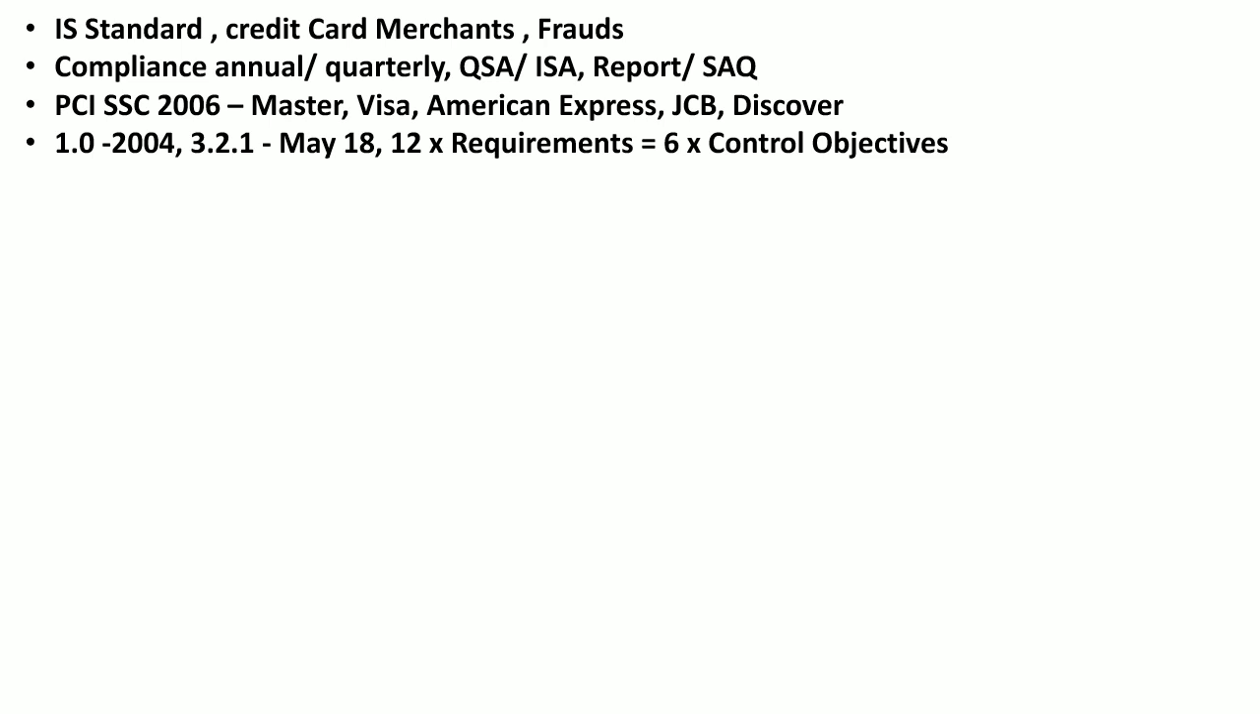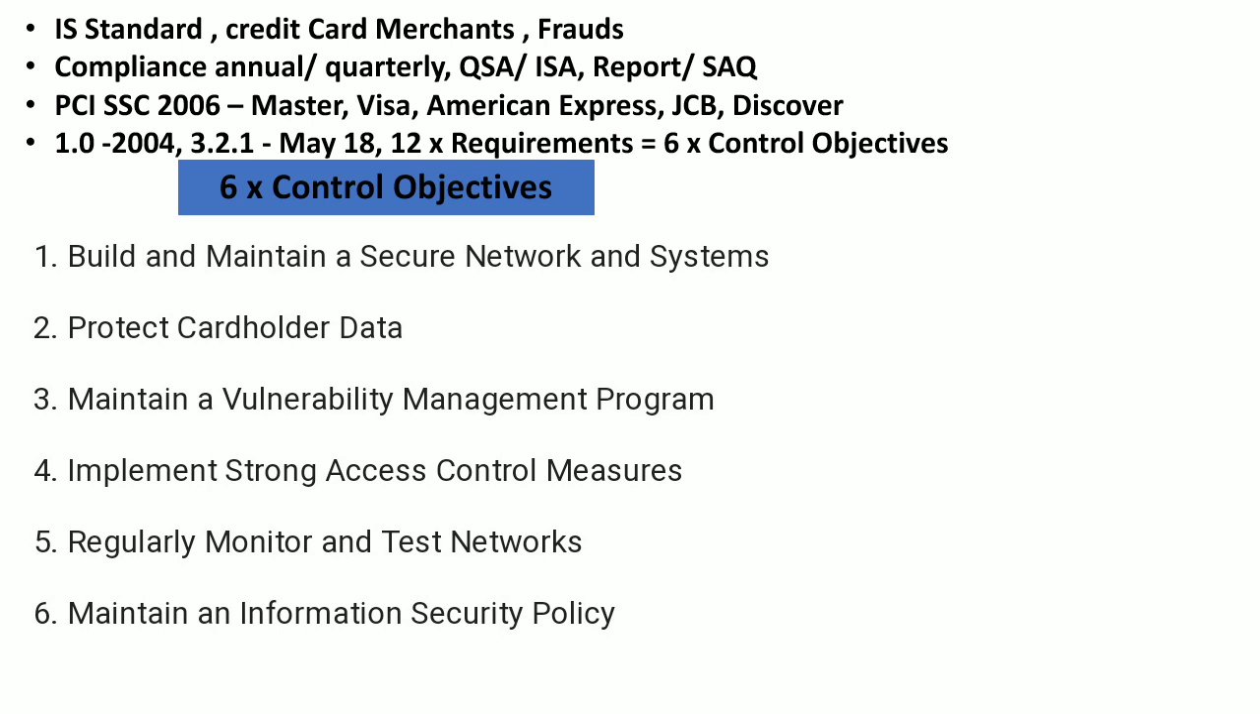Now, as per this standard, there are 12 compliance requirements which a merchant has to comply with, and these 12 compliance requirements are grouped into 6 control objectives. Now, first of all, I will discuss these control objectives. So these are basically 6 control objectives or major groups in which the 12 compliance requirements are grouped.